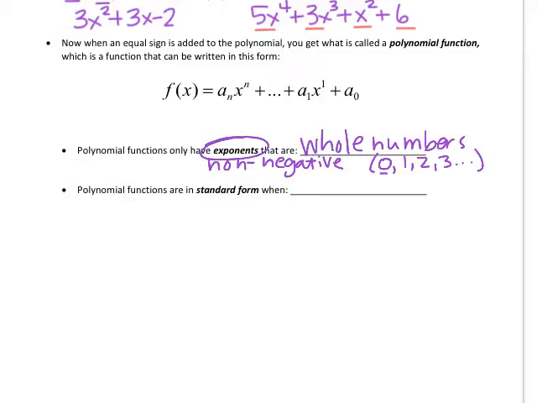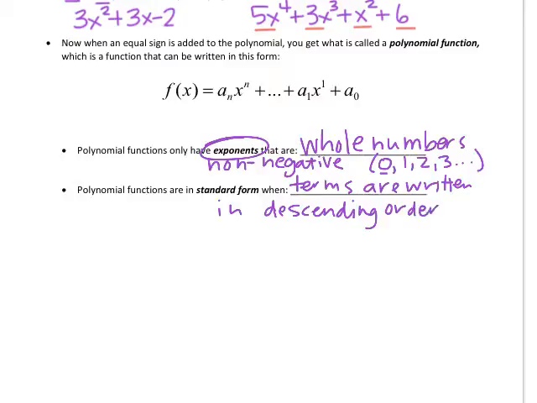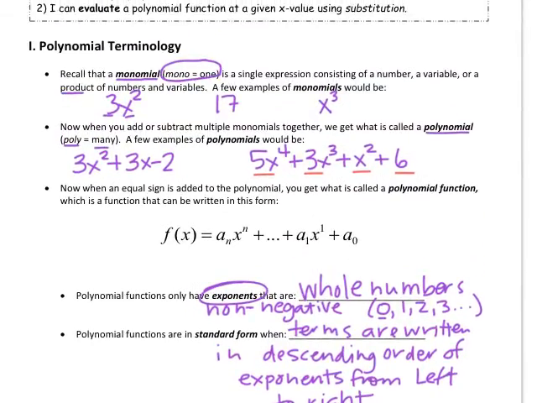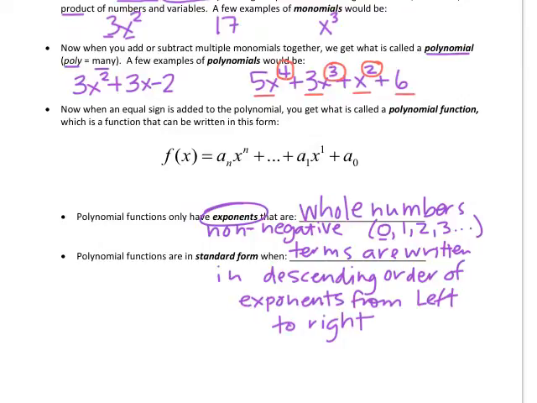All right, polynomial functions are in standard form when terms are written in descending order. Okay, so if you notice the other polynomial that I wrote above, that was in descending order of exponents from left to right. All right, so we're going to take a look at that in just a second. So if I go back up here, this is the standard form of a polynomial when you can see that 4, 3, 2, notice that those are going in descending order from left to right, and that's how you want to arrange any polynomial that you write. That's the standard form. All right, let's take a look at the next page.